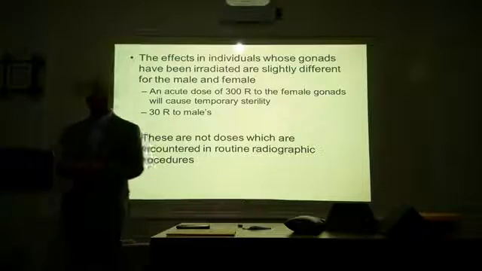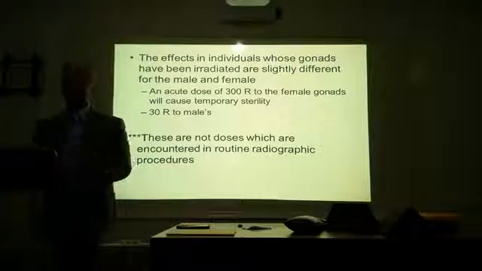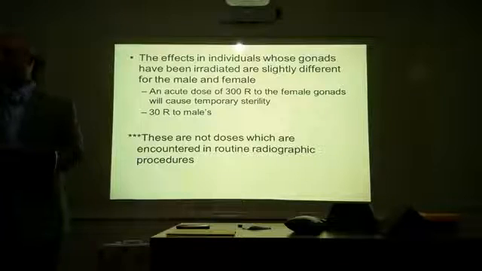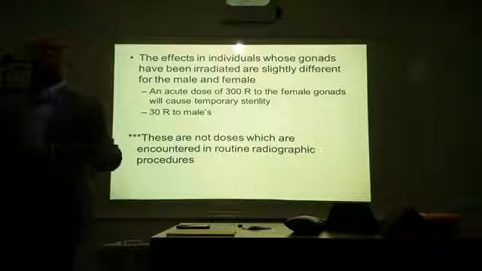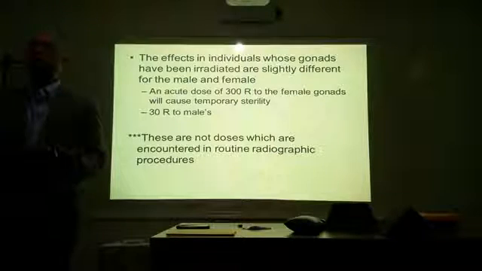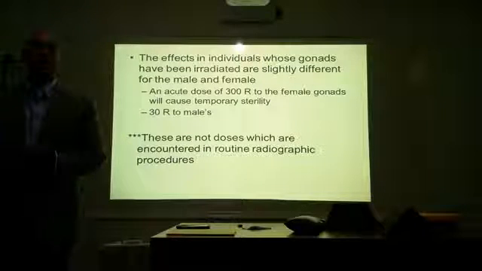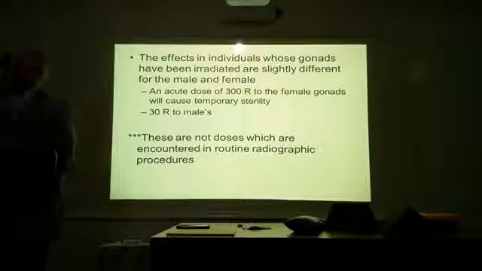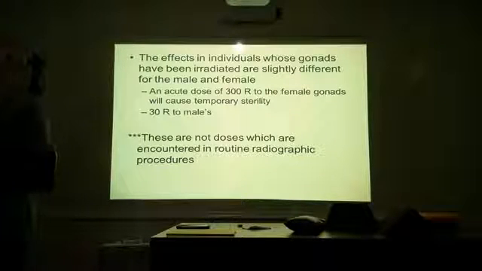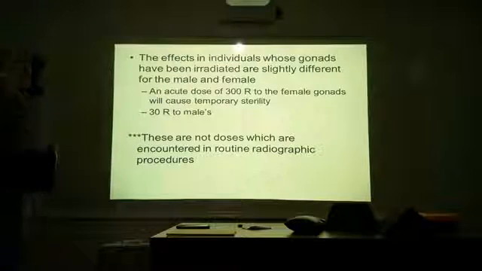Outside versus inside, exactly. Because we're outside, it doesn't take a lot of radiation to cause temporary sterility in males, whereas in females, the ovaries are surrounded by adipose, muscles, surrounding tissues and organs. So those are going to take a hit before the embryo fetus does, or the oocytes are affected. That's egg cells. Again, these are not doses which are encountered in routine radiographic procedures. This has been done through research and study.